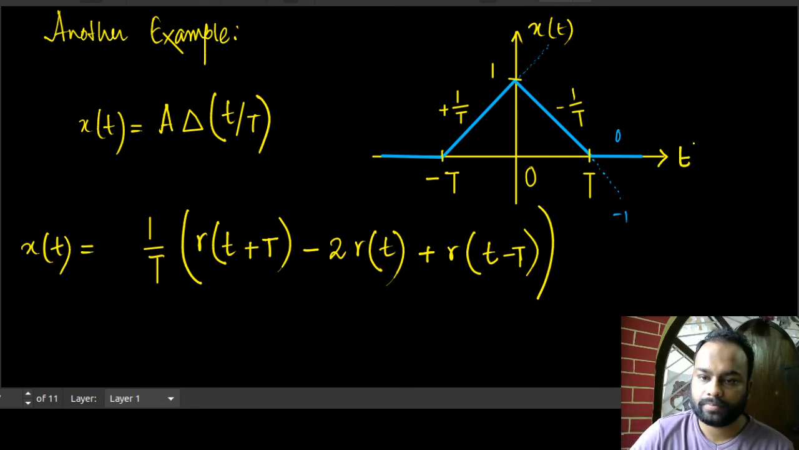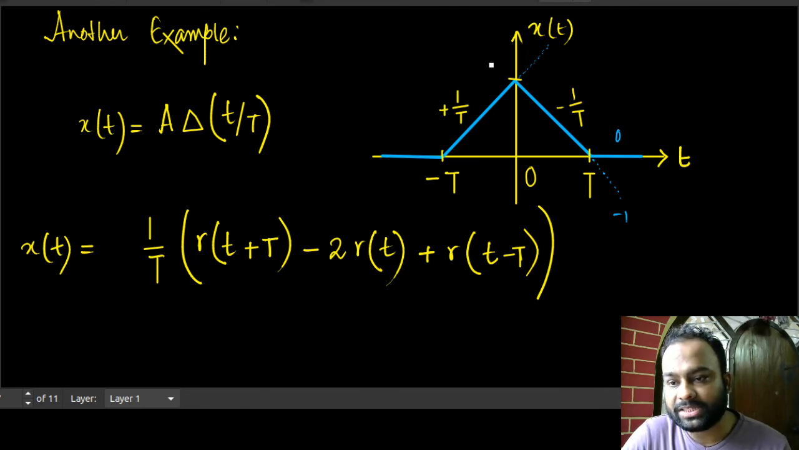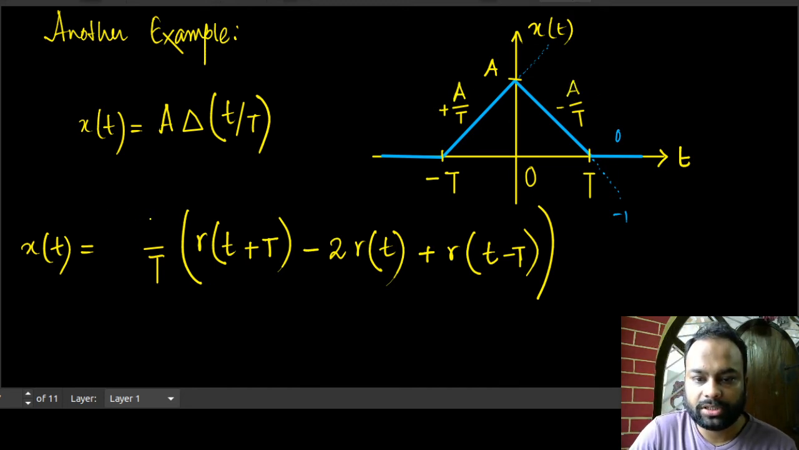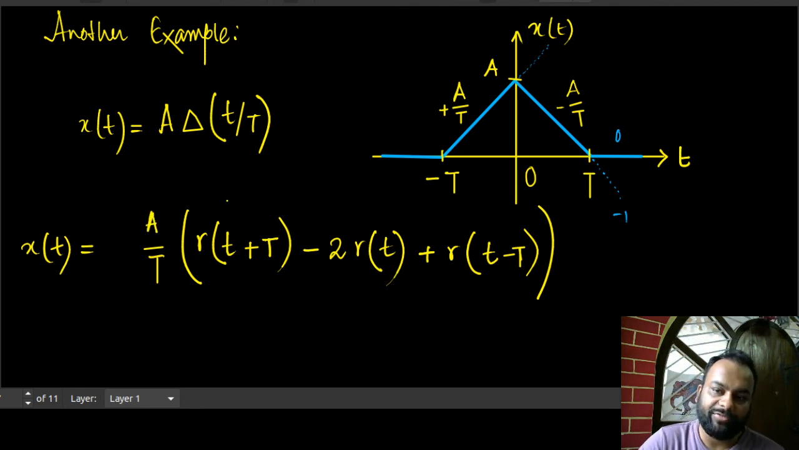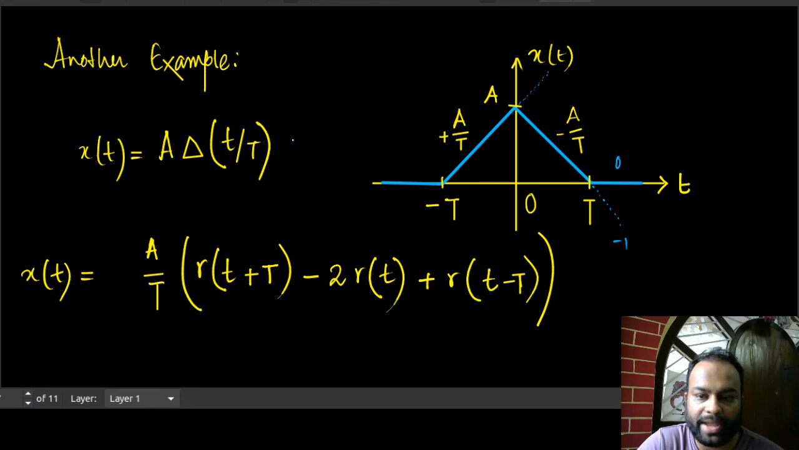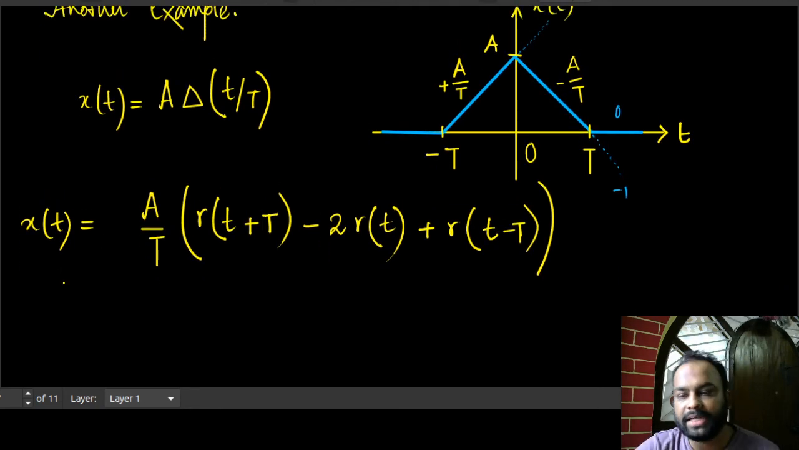Right? And now I want this value to be a. So the slope is a by t, and here minus a by t, right? So of course this is going to be a by t. So that is the full definition of the particular signal we have at our hand. So that's a by t. All right. Please let me know if you have understood this.